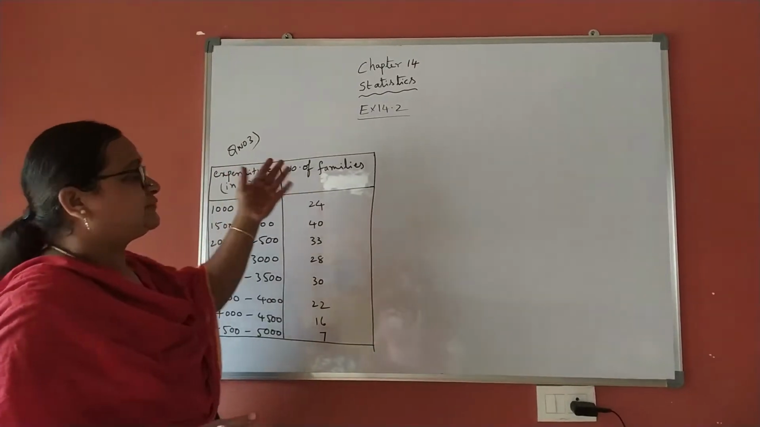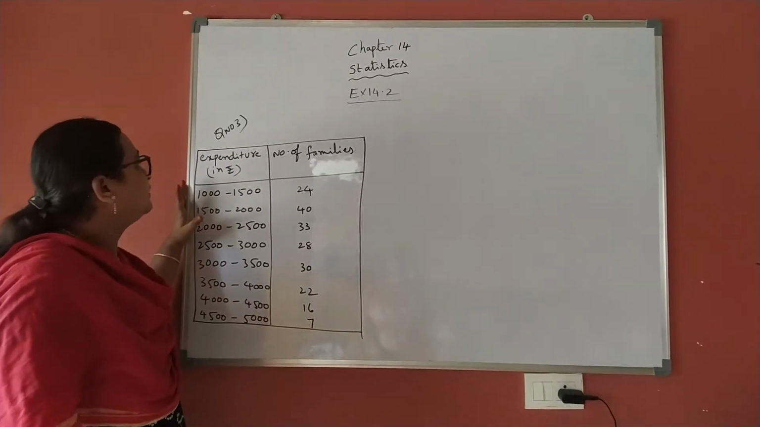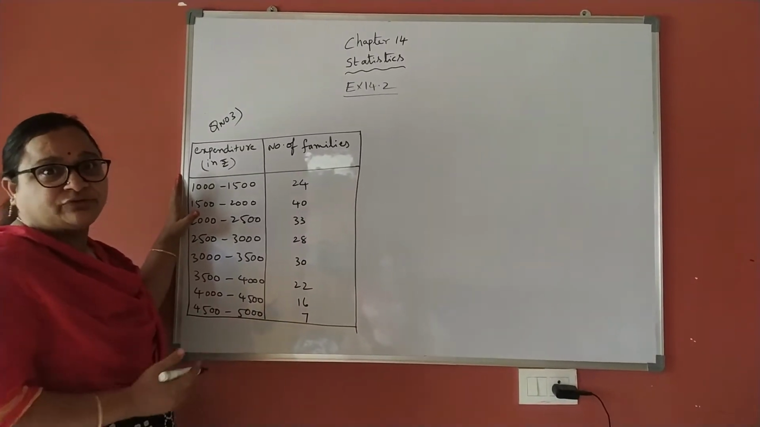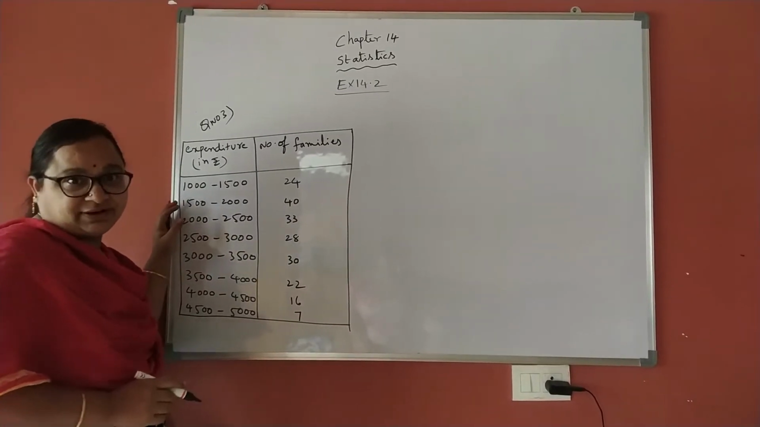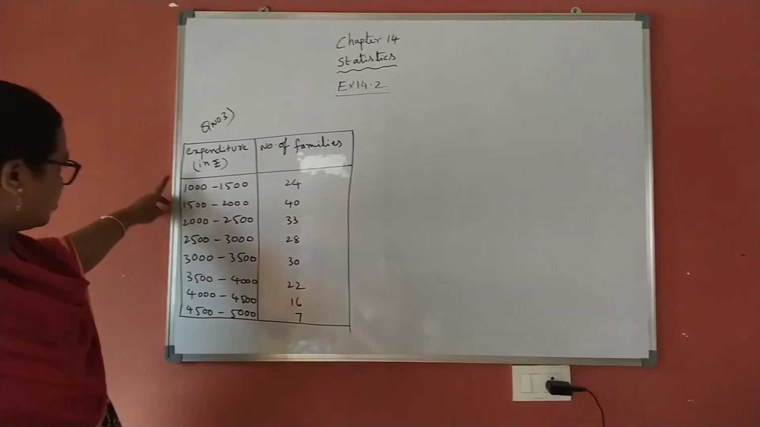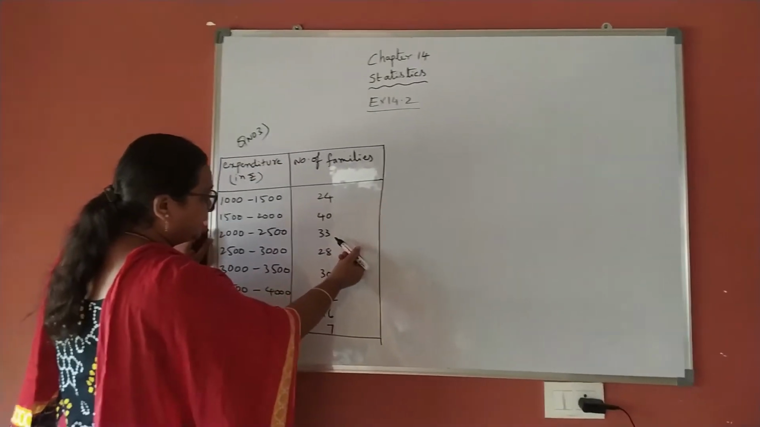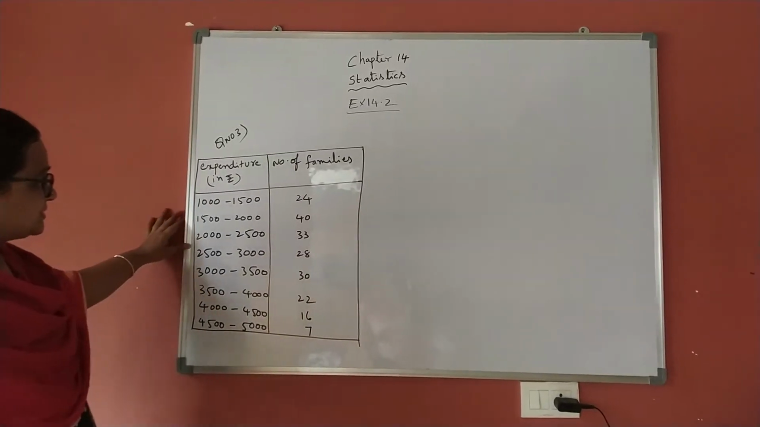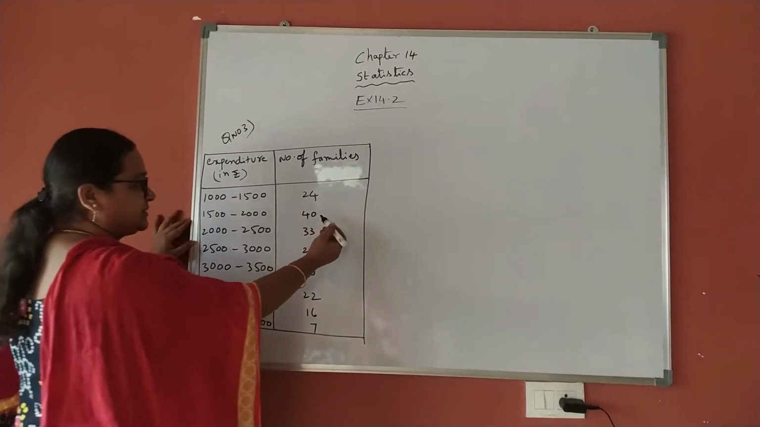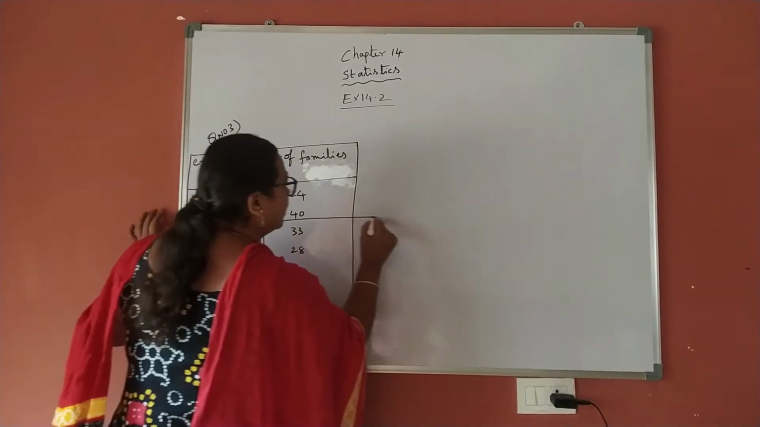Question number 3, exercise 14.2. The data is given on the expenditure of a number of families. We need to find the modal expenditure of the families, that is what they ask us to find. So how to find the modal class? The frequencies are 24, 40, 33, 28, 30, 22, 16, 17. So maximum frequency is 40. So this is the modal class.